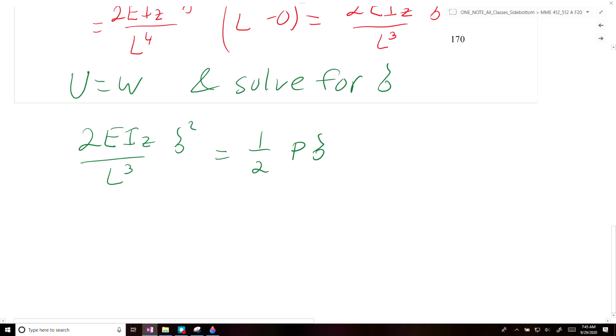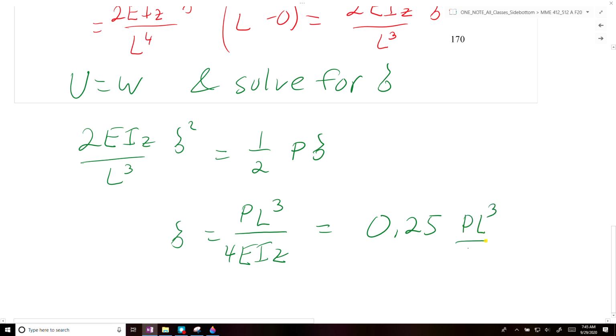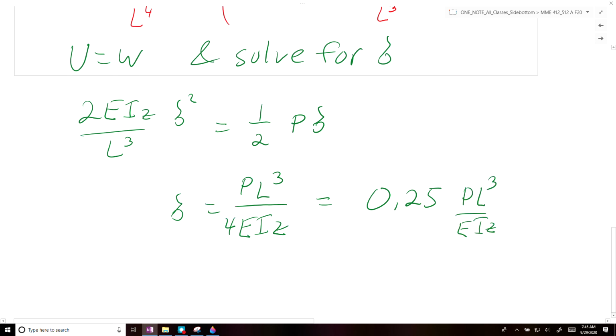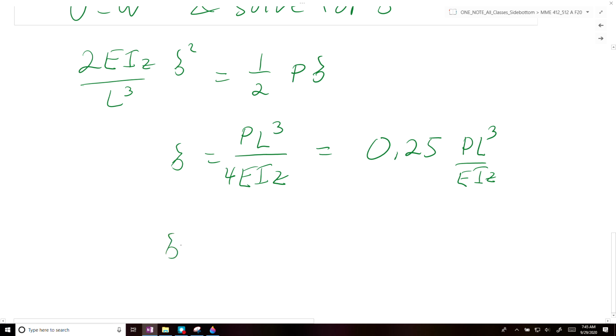Alright, so if you rearrange all this, what we should end up getting is delta is going to be equal to length cubed times P over EIz, and then there should be a 4 here. So this is equal to 0.25 PL cubed over EIz. And then if we remember our delta from our beam theory, it is equal to 0.333 PL cubed over EIz.